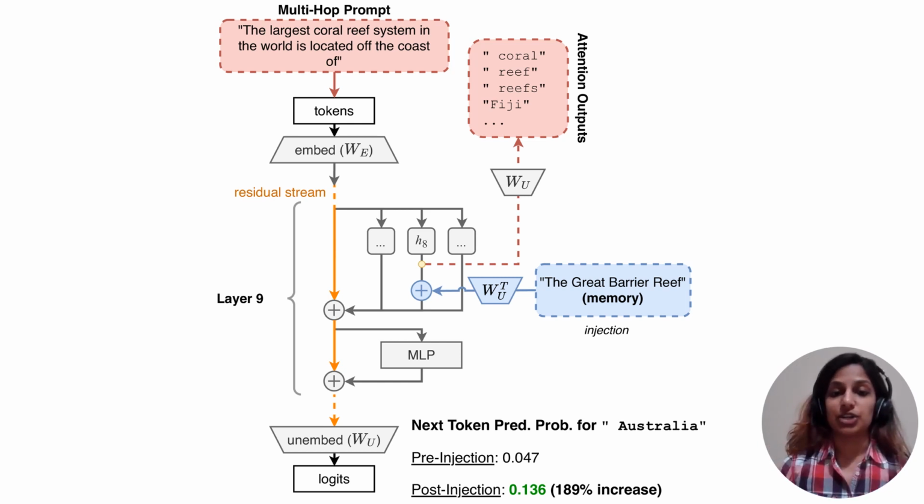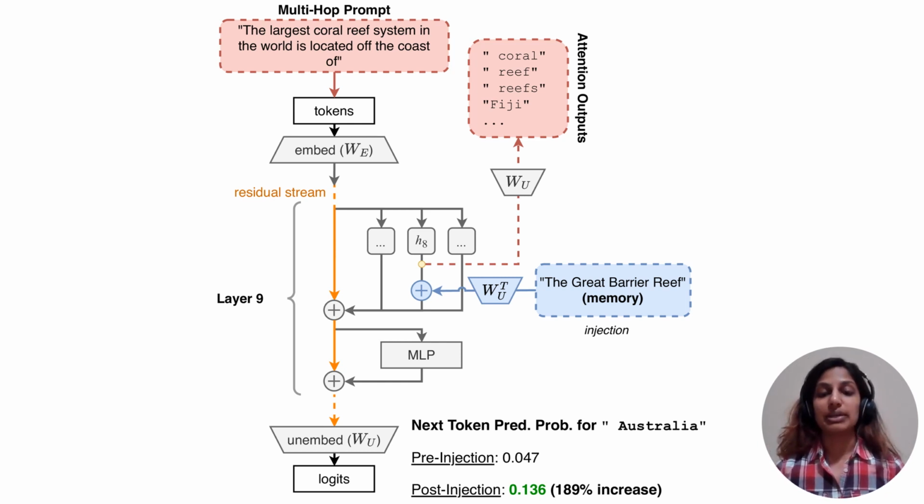Before this memory injection, the probability of Australia was 0.047. After the memory injection, the probability of Australia went up to 0.136, which is a 189% increase. I will remind you that for the single hop prompt, Australia was already the number one most probable token, so this is a significant increase.